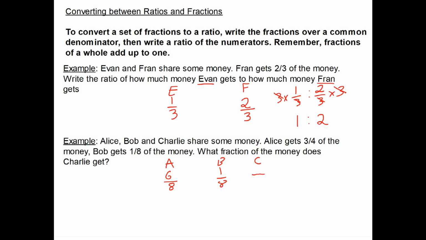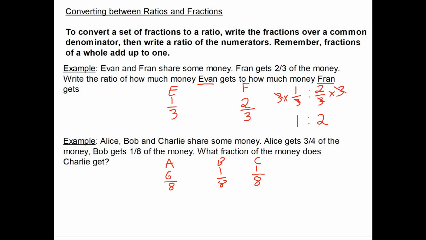So Alice gets 6 out of 8, Bob gets 1 out of 8. Well, how much is left? If I have 6 pieces and 1 piece, that's 7 pieces out of 8. So there must be 1 piece left for Charlie. So Charlie also gets 1 out of 8. This is in order so that Alice, Bob and Charlie all together get 1 whole of the total.